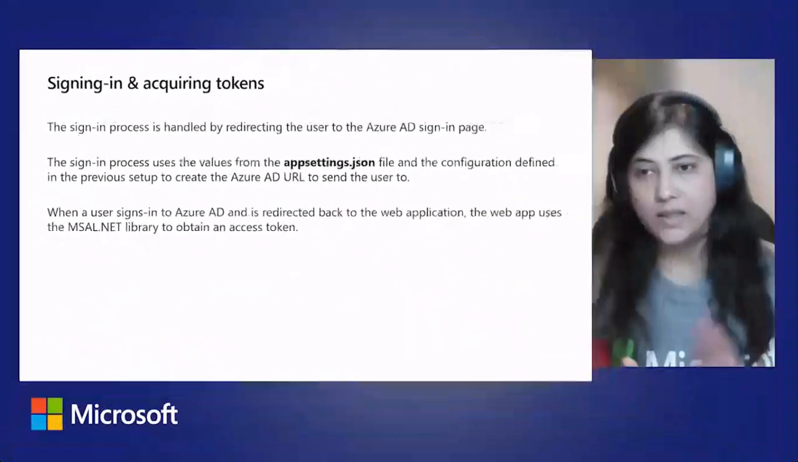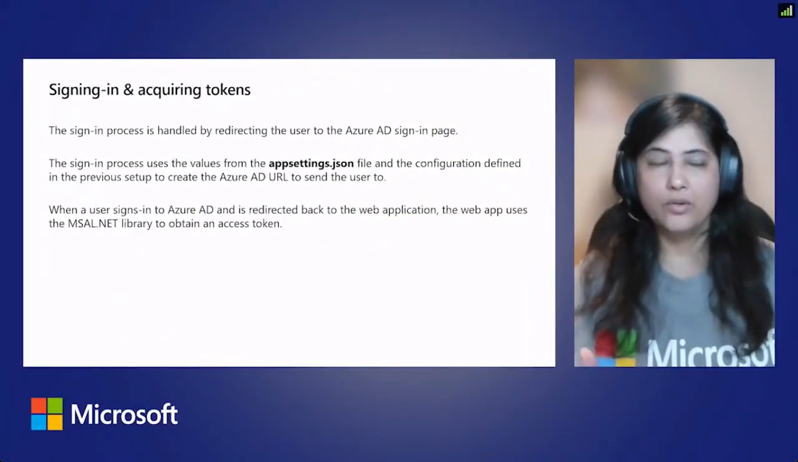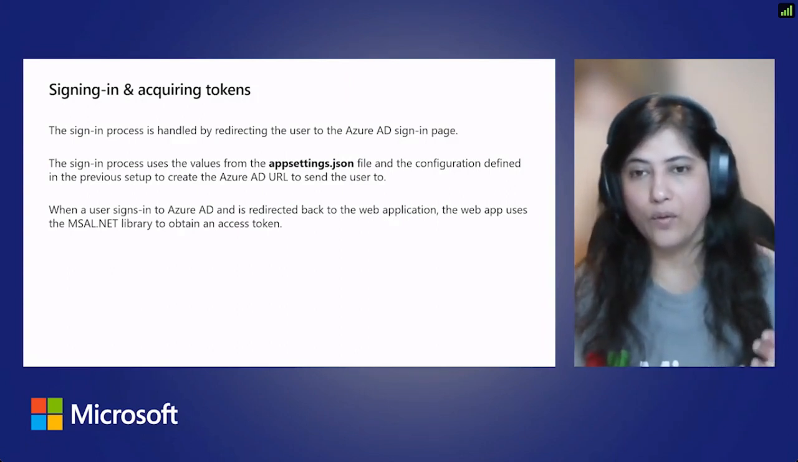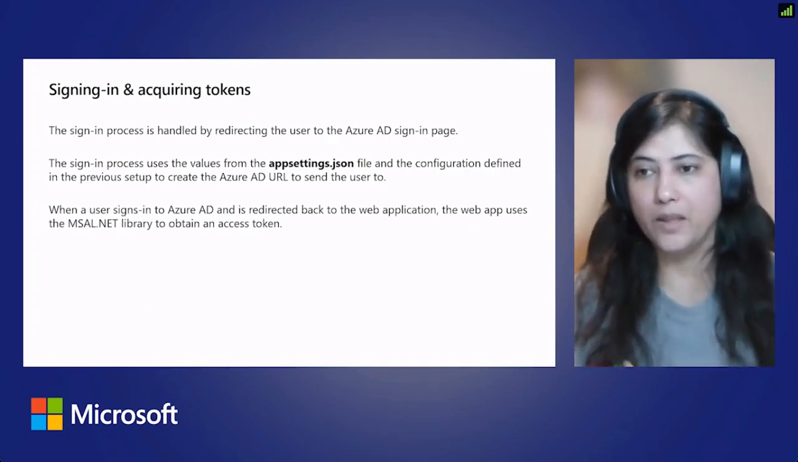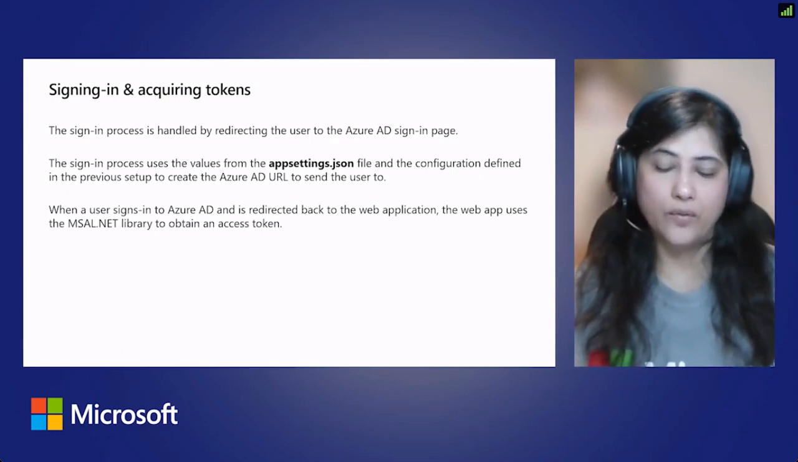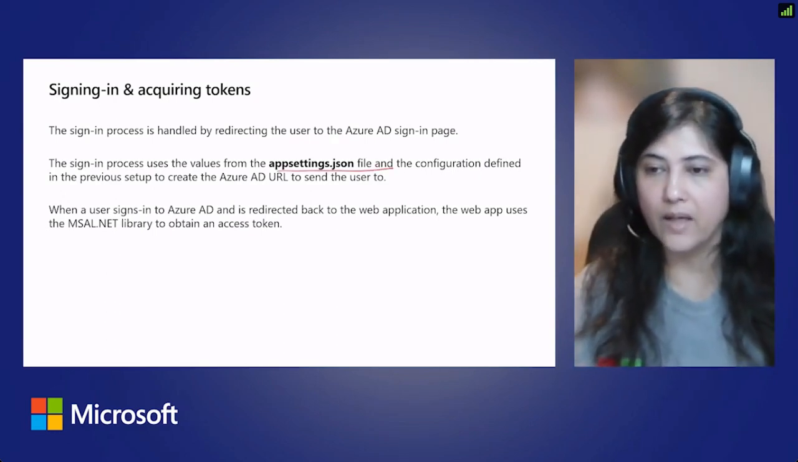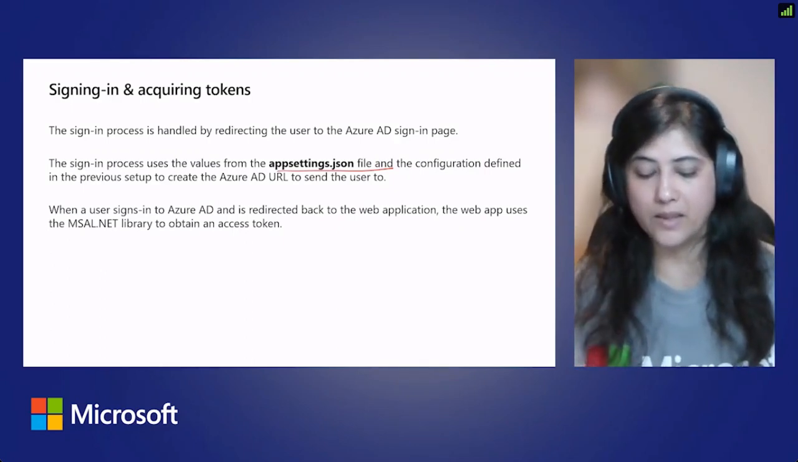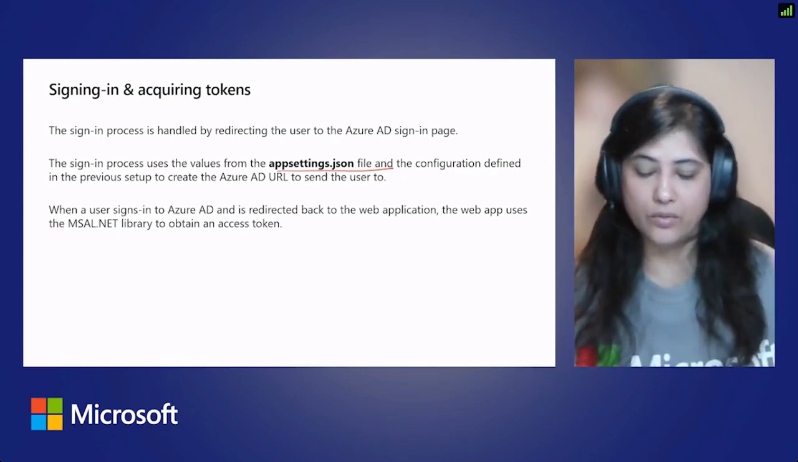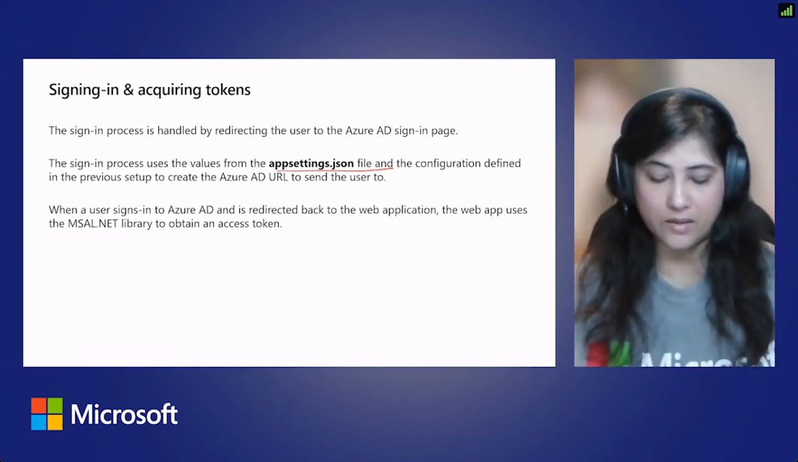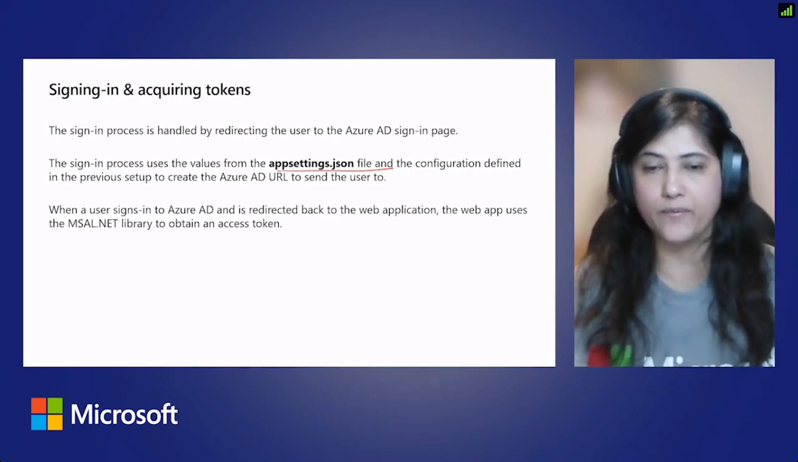The sign-in process is handled by redirecting the user to the Azure AD sign-in page. This is set by default for you when you create a new ASP.NET Core web application. The sign-in process uses the values from the appsettings.json file and the configuration defined in the earlier setup step to create the Azure AD URL to send the user to. This URL specifies things like the Azure AD application's ID, the tenant, and the scopes which are required by the web application.